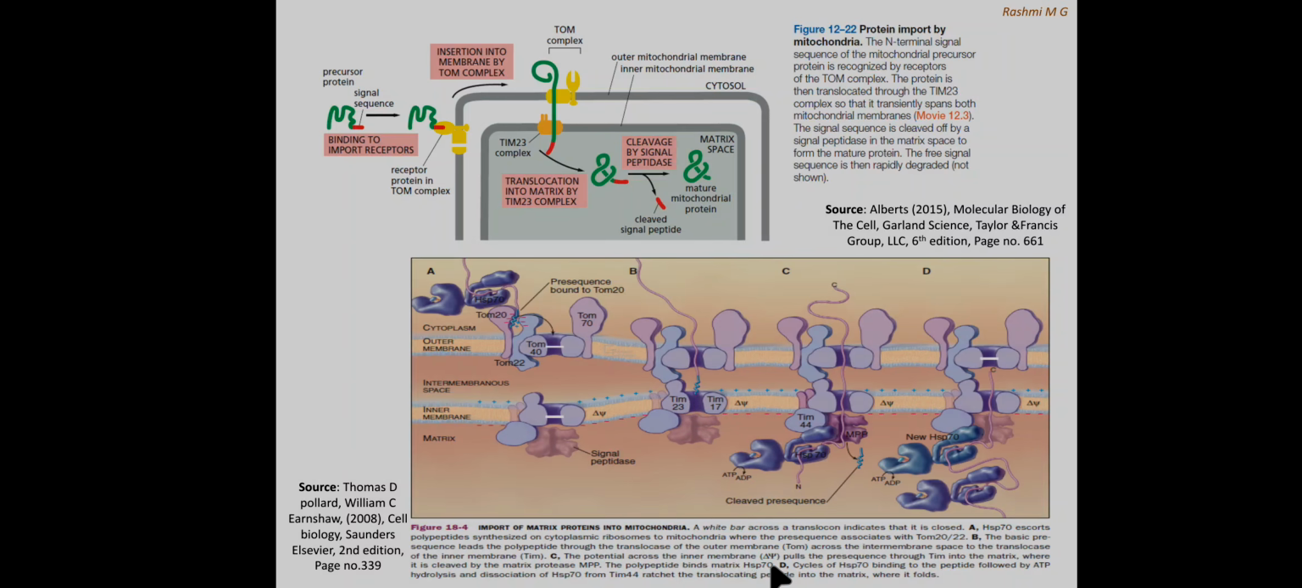The potential across the inner membrane pulls the pre-sequence through TIM into the matrix, where it is cleaved by the matrix protease MPP. The polypeptide binds matrix HSP70. The cycles of HSP70 binding to the peptide, followed by ATP hydrolysis and dissociation of HSP70 from TIM44, ratchet the translocating peptide into the matrix where it folds. So this was about targeting of mitochondrial protein into the matrix.